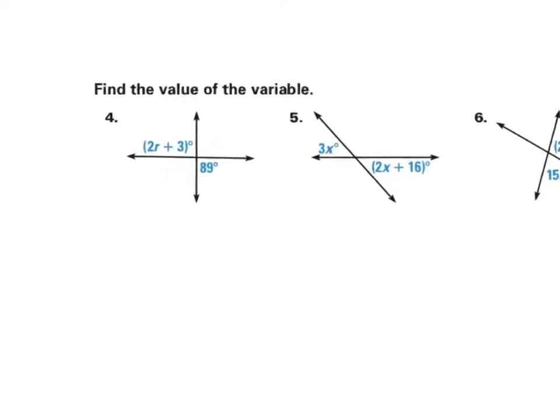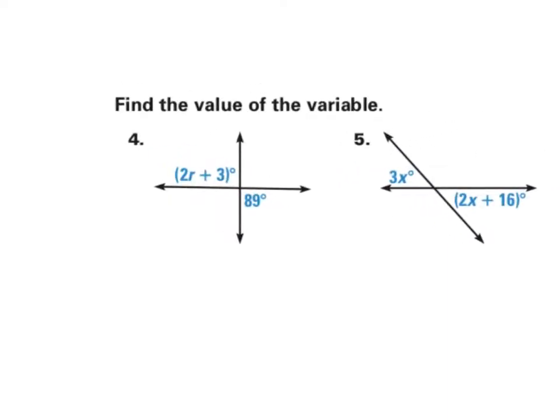Okay, so if you look at this first question, we have 2x plus 3 right here, and we have 89 over here. The first question we want to ask ourselves is, what is the angle relationship between those two? Well, I notice I have two lines that are crossing, and these two are across from each other, which means they are vertical angles. And one of the things that we need to remember about the definition of vertical angles is that vertical angles are equal to each other.